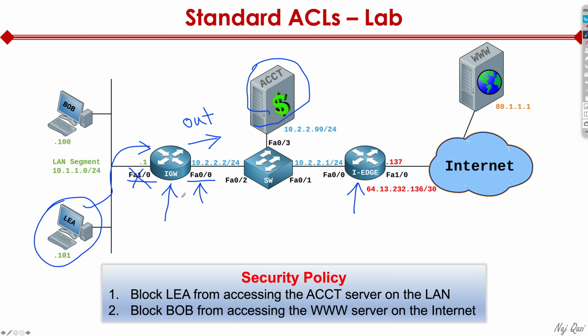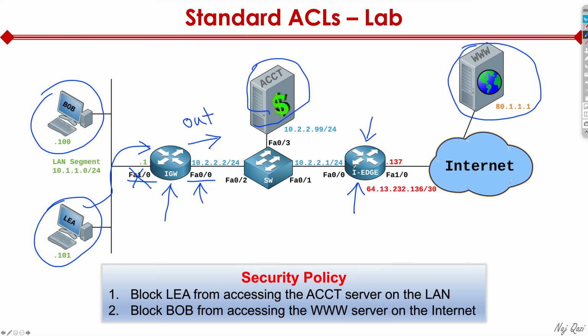Now, how about the second item in our security policy? Deny Bob from accessing the web server on the internet. Bob happens to be right here on the left, and the web server happens to be all the way to the right on the internet. Now, to block Bob, where should we do that? On the IGW or iEdge? Well, remember, we have to go as close to the destination as possible, right? So we're actually going to have to apply Bob's access list on the iEdge router.